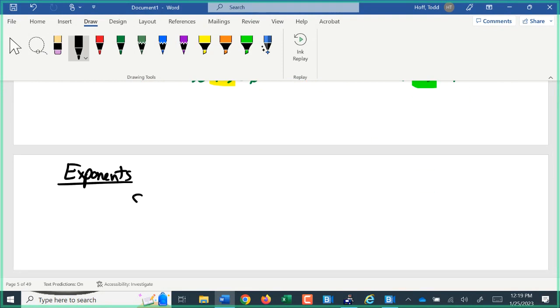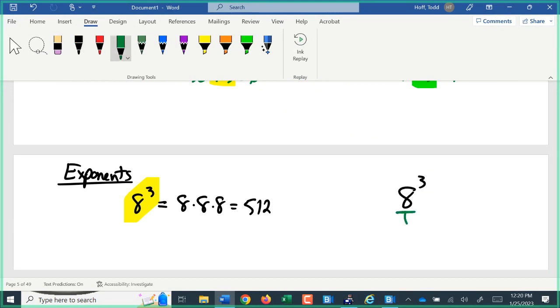Exponents have two parts. First is this one. 8 to the third power is how that's pronounced. Literally means 8 times 8 times 8, or 512. Well, this is an exponent. That exponent has two parts. The 8, which is the number being acted upon, is called the base of that exponent. The 3 is called the power, telling us how many times the base is repeated.